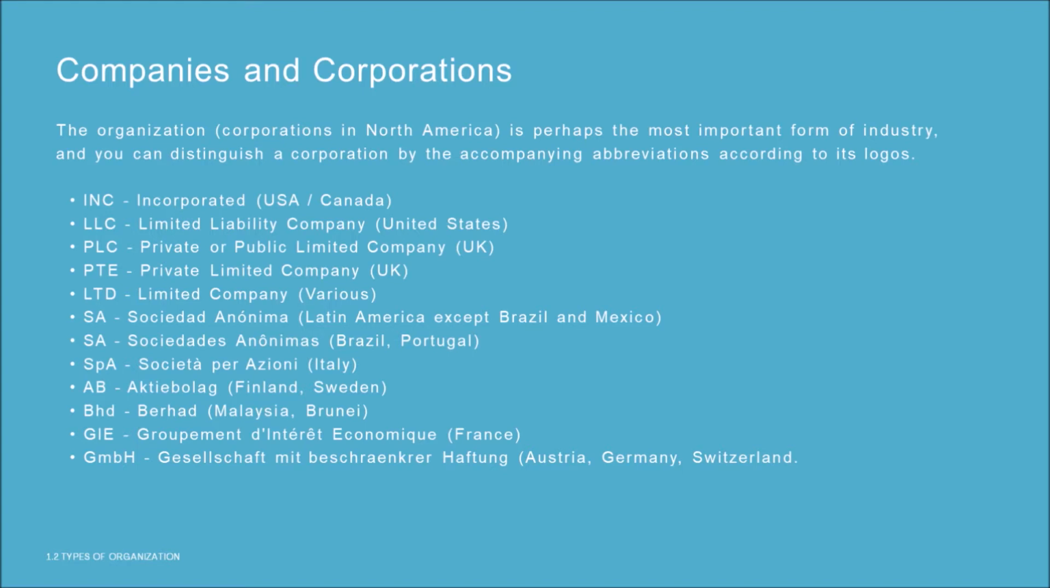SA, Sociedade Anónima, Brazil, Portugal. SpA, Società per Azioni, Italy. AB, Aktiebolag, Finland, Sweden. Bhd, Berhad, Malaysia, Brunei. GIE, Groupement d'Intérêt Économique, France. GmbH, Gesellschaft mit beschränkter Haftung, Austria, Germany, Switzerland.